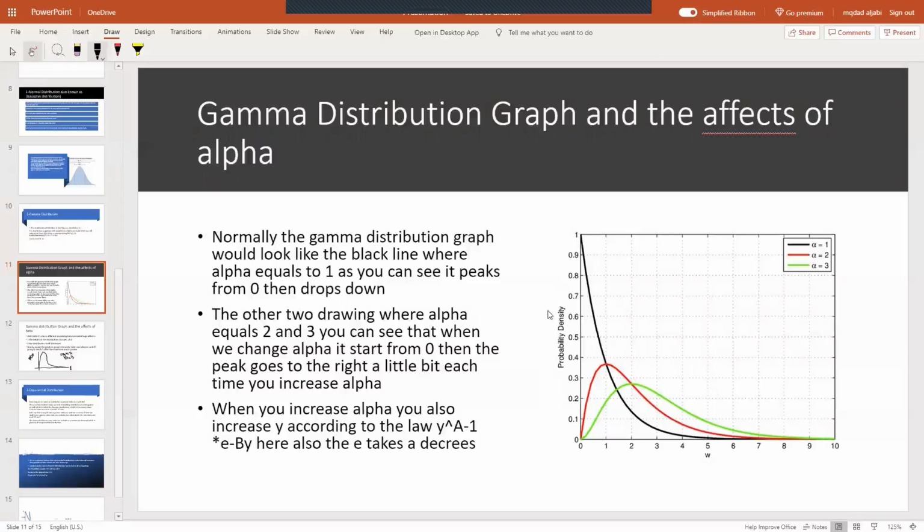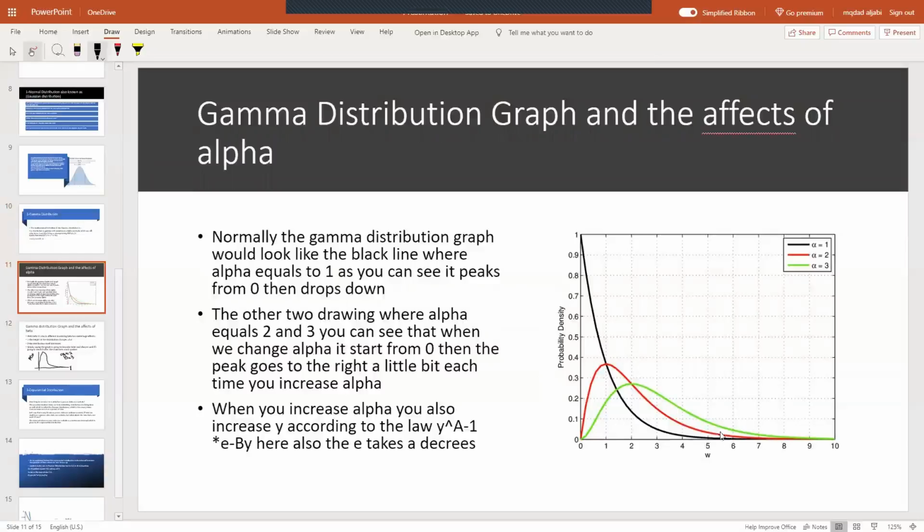If you look at this, alpha at the black line equals 1, alpha at the red line equals 2, alpha at the green line equals 3. What we can know from this is, each time we increase the alpha, the peak goes less down and goes to the right.